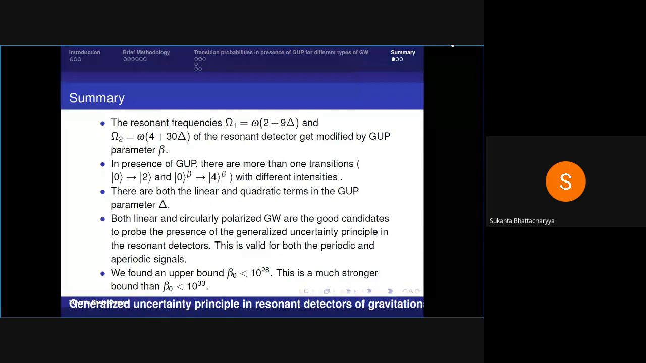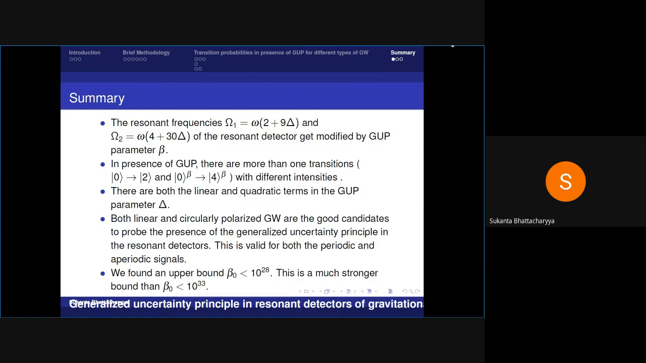Now, this result in the previous slide is consistent with all the observations made for the periodic GOF with linear polarization. The whole exercise reveals that there can be a transition between the states of the GOF harmonic system induced by the gravitational wave in presence of GUP correction in the Hamiltonian of the system. Such transitions do not take place in the ordinary Heisenberg uncertainty framework. Therefore, all these results indicate a new window to probe the presence of quantum gravity effect.